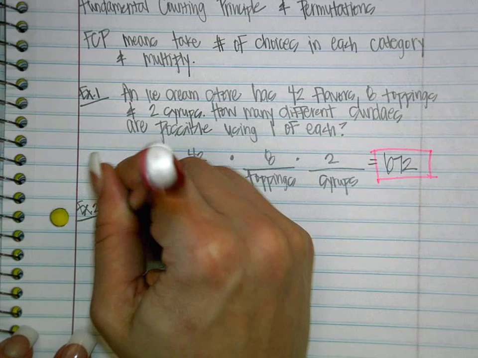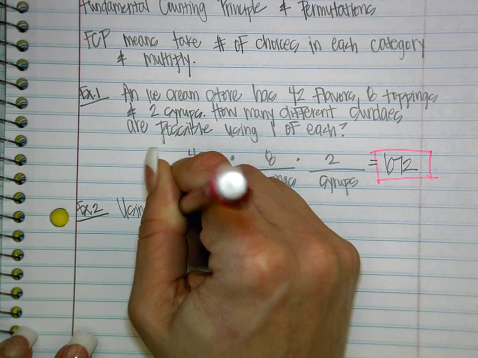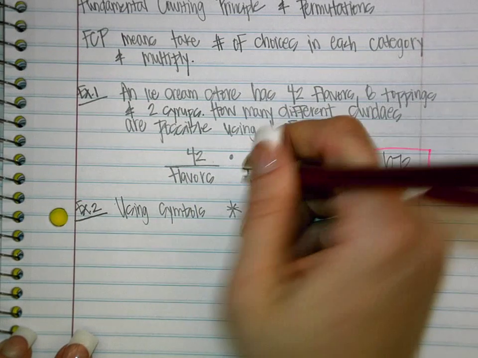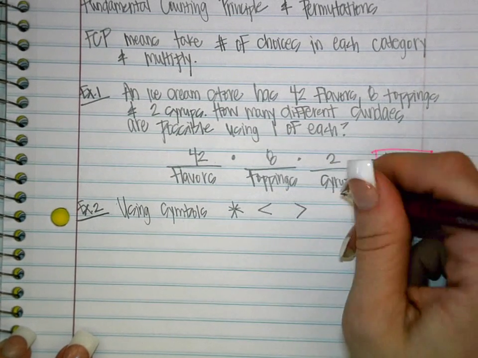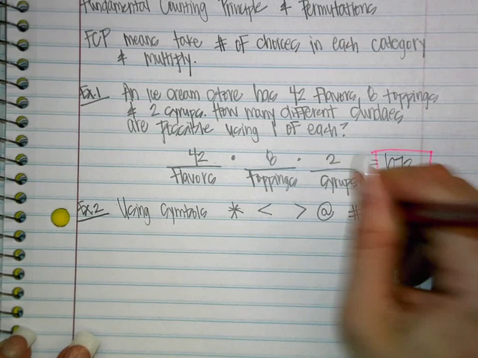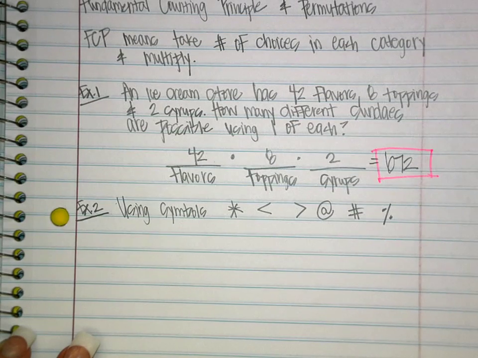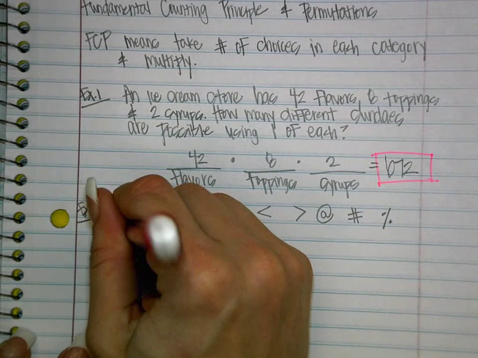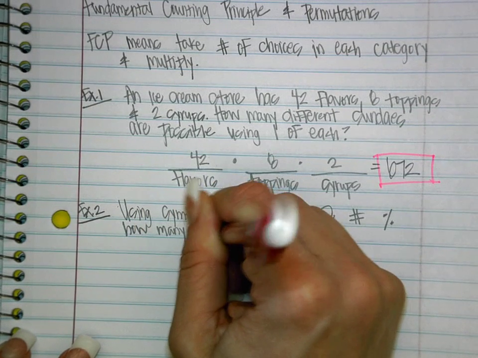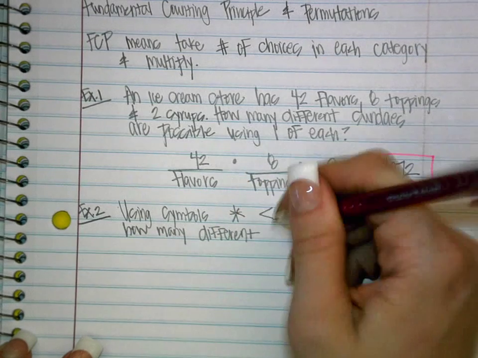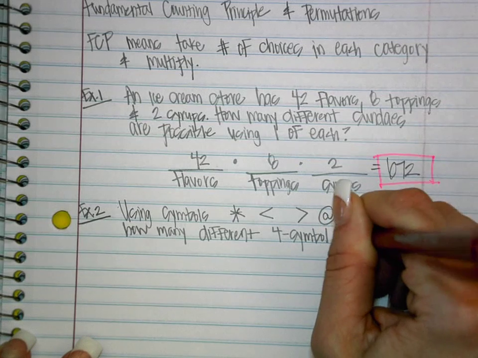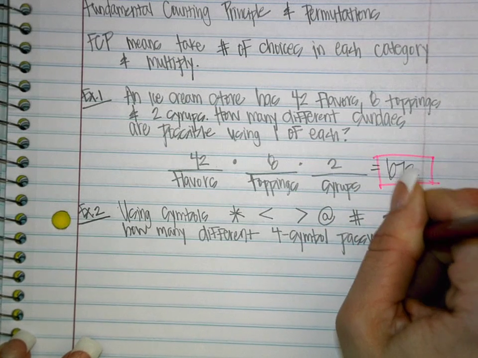Okay, using the symbols star, less than, greater than, at, pound, and percent. Using these symbols, how many different four-symbol passwords are possible?